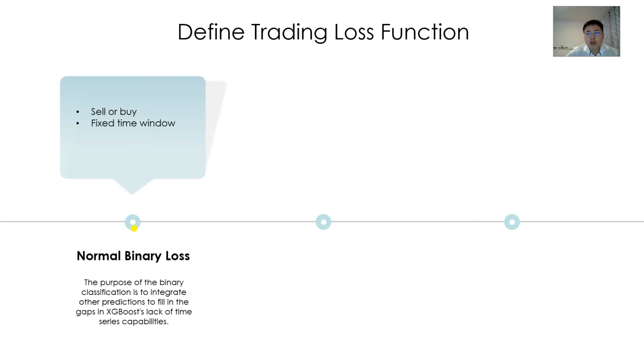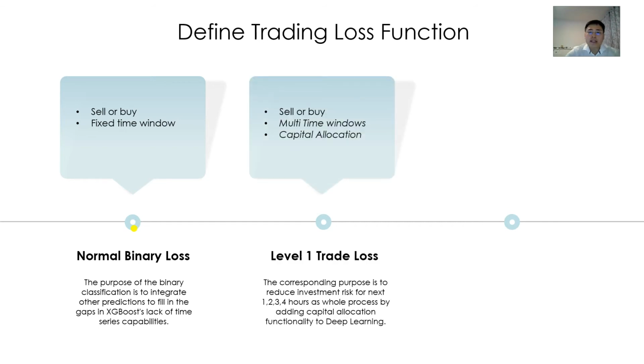Then I changed the loss function for trading execution. The original binary loss function of LSTM is just the decision about sell or buy for the next 1 or 2 or 3 or 4 hours, but with a fixed time window. That would not be very practical. Then I added 2 functionalities to the loss function. The first one is multi-time windows functionality and the second is capital allocation functionality.